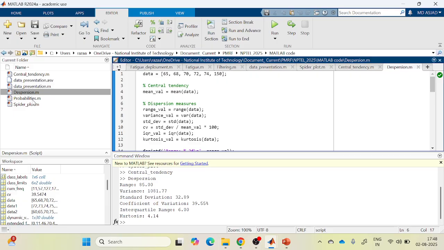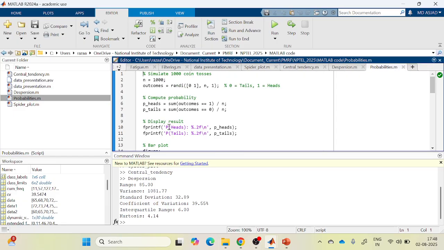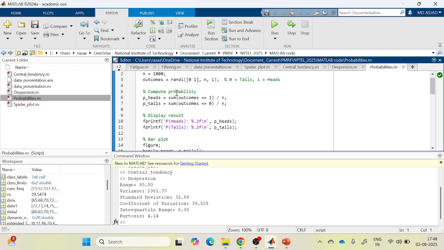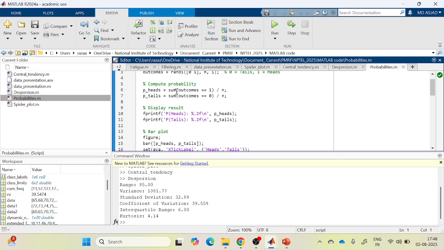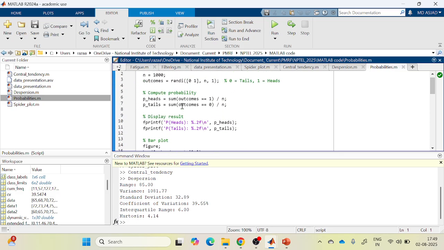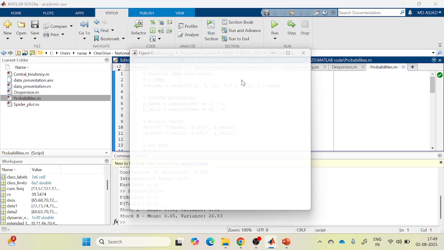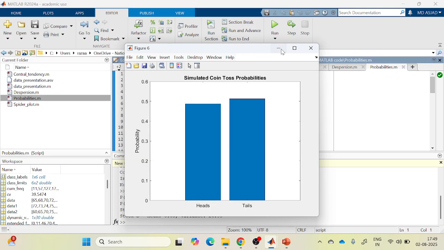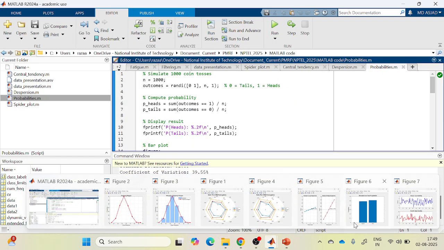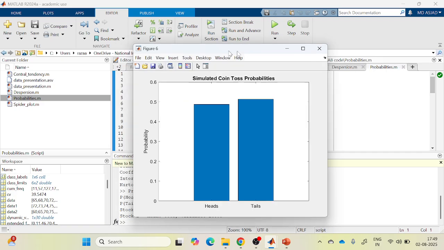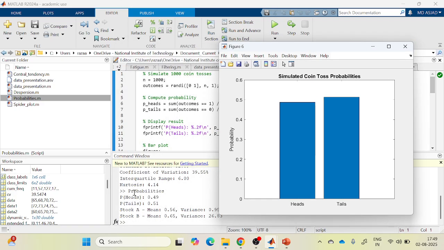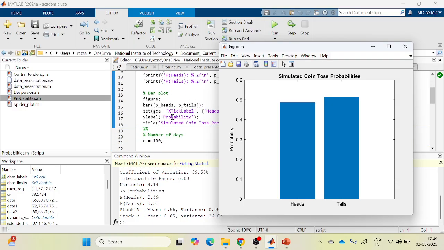Now we'll see the probability. We are going to simulate 1,000 coin tosses. Then we'll see what the outcome will be, either head or tail. So we can see here the probability of the head is 0.49 and the probability of the tail is 0.51. It depends upon how we have defined the conditions.